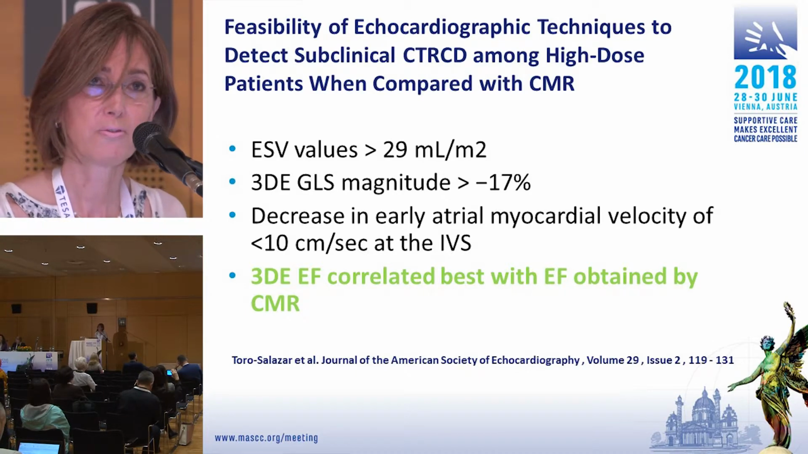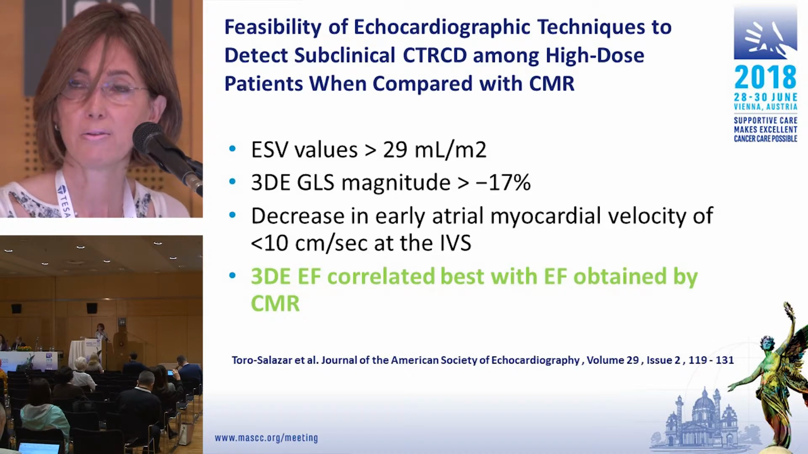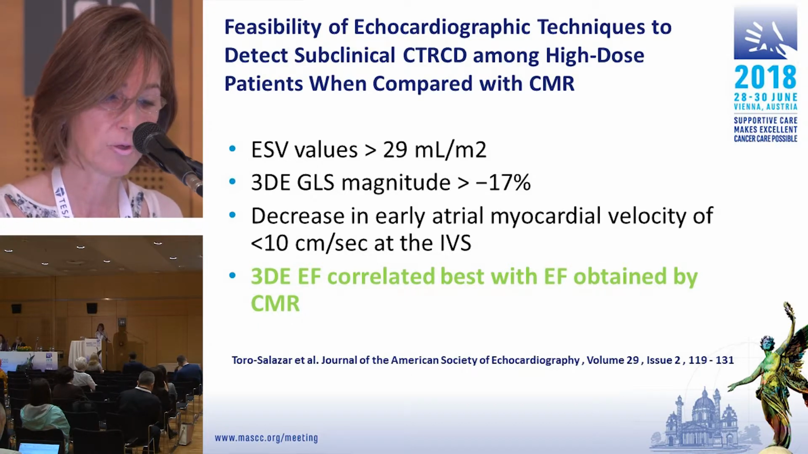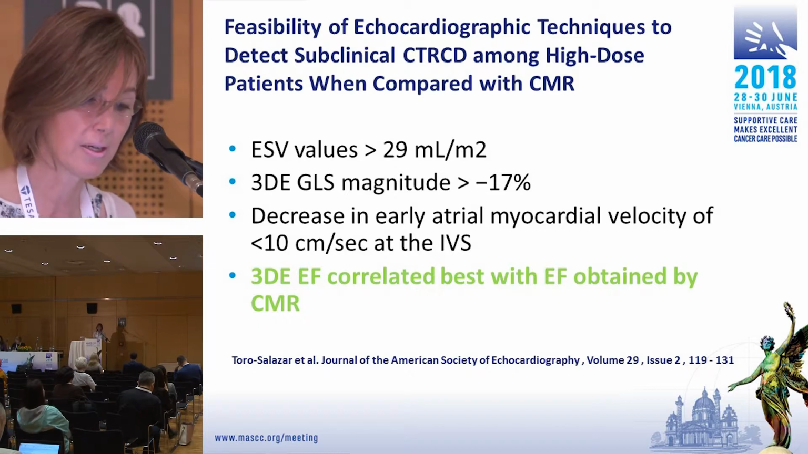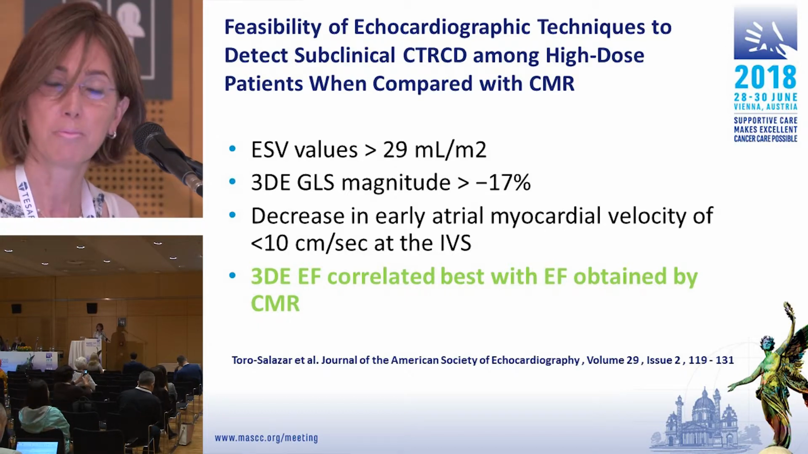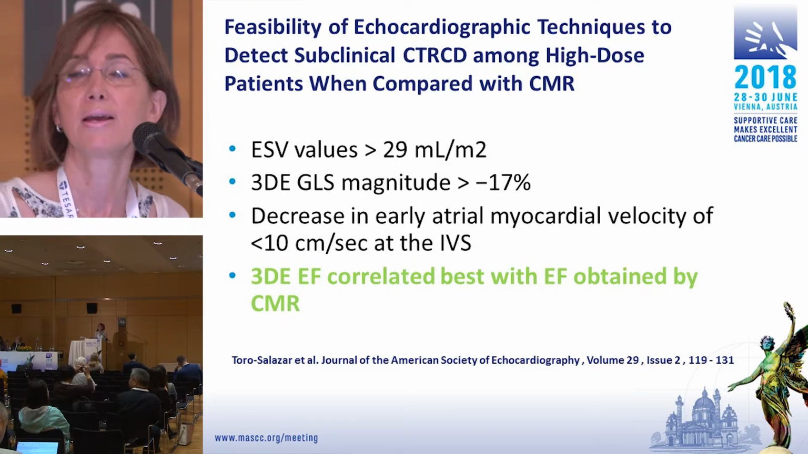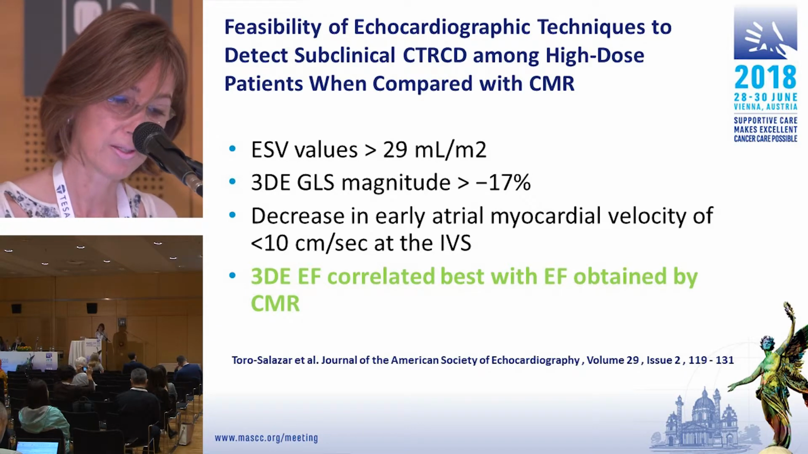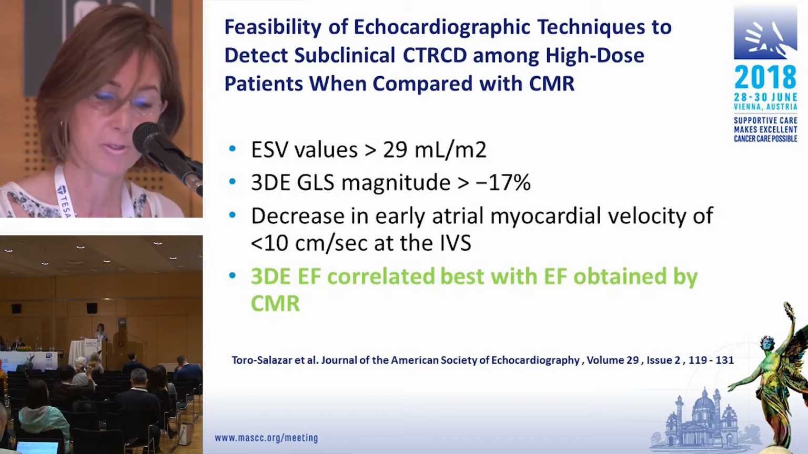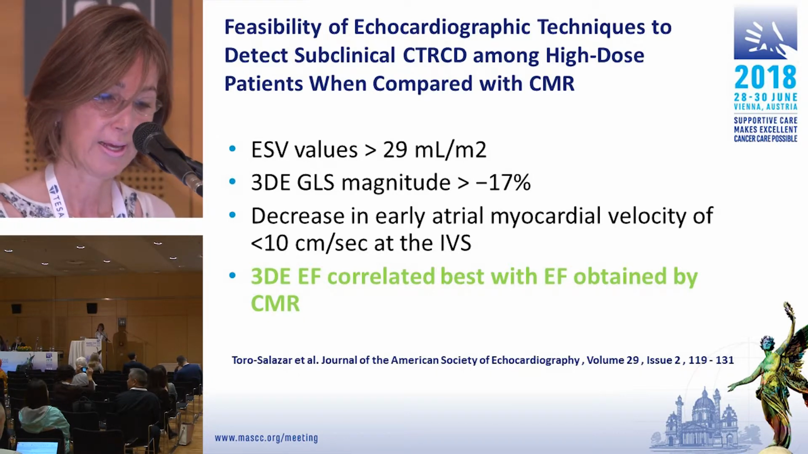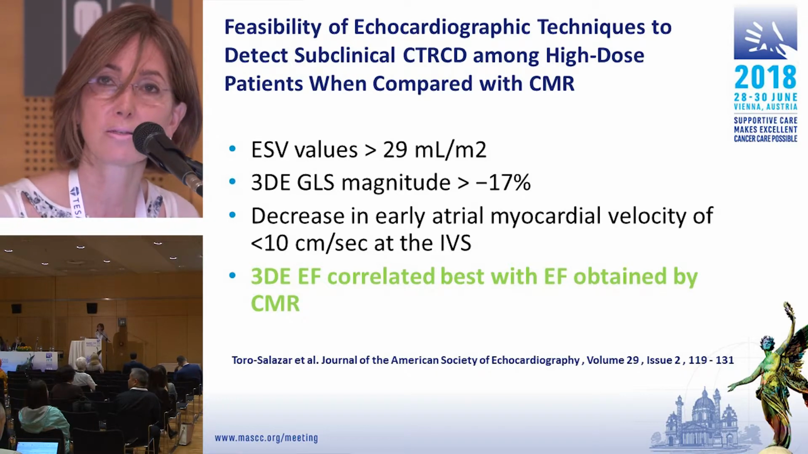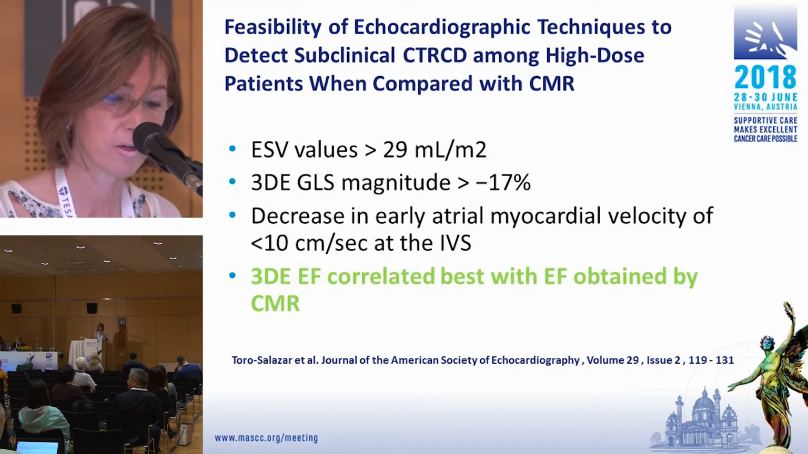Since echocardiography is used in the routine evaluation of these patients, we then went on to look at the feasibility of echocardiographic techniques to detect subclinical CTRCD among our patients with anthracyclines. And not surprisingly, we found that end-systolic volume more than 29 mL per meter square, three-dimensional global longitudinal strain, and decreasing early myocardial velocity as an indicator of diastolic dysfunction were earlier markers of cardiotoxicity.